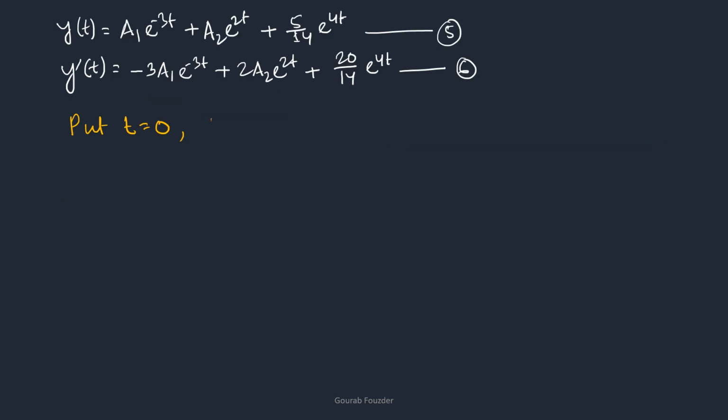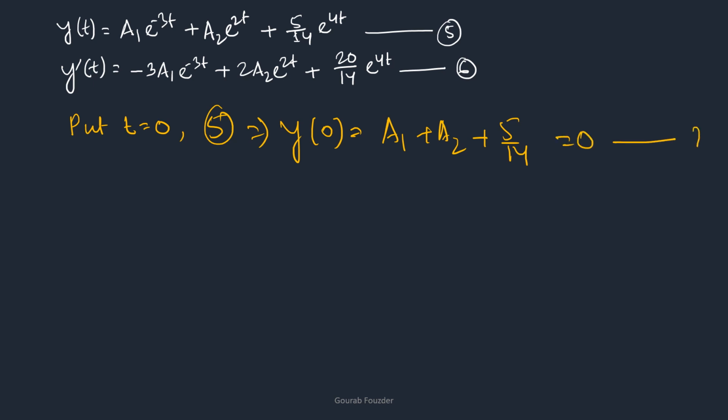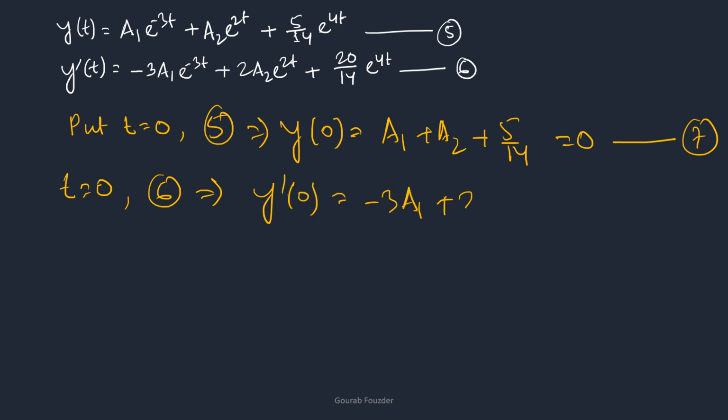Now put t equal to 0 in equation 5, we get y(0) equal to a1 plus a2 plus 5 by 14, and we have the initial condition y(0) equal to 0, that means this is equal to 0, and it is named as equation 7. Now again if I put t equal to 0 in equation 6, then we have y prime of 0 is equal to minus 3 a1 plus 2 a2 plus 20 by 14. And we have again the initial condition y prime of 0 is equal to 0. That means this is equal to 0, and it is named as equation number 8.